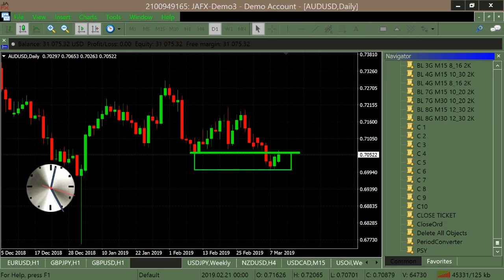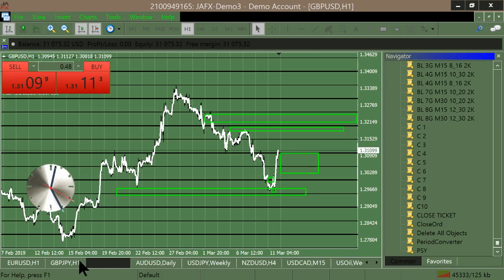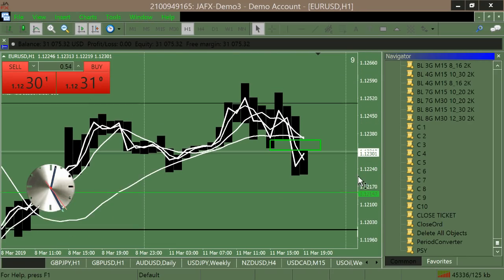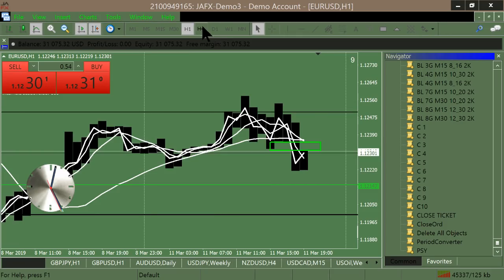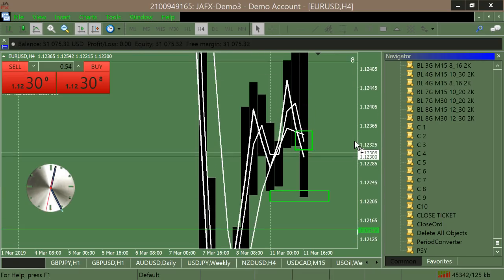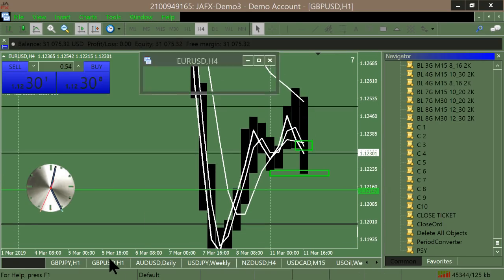Australia, people are cashing out on the Australia scalp. And here's even this would be a buy here on the euro dollar. If you were to put your orders in the Asian stop hunt, you'd be long on the euro now. But that's a lot to look at.